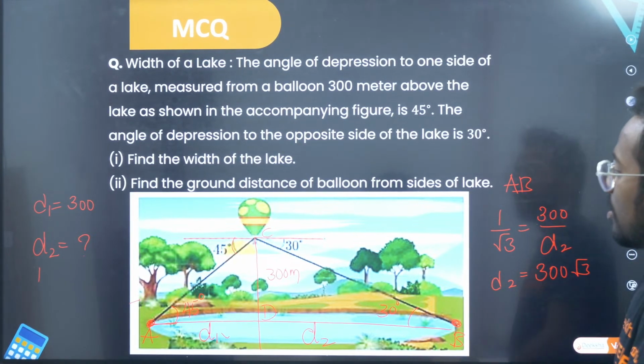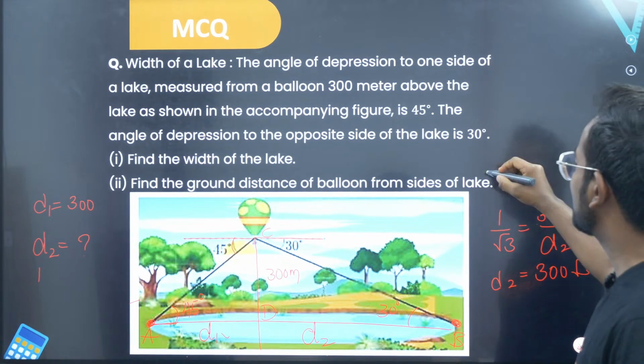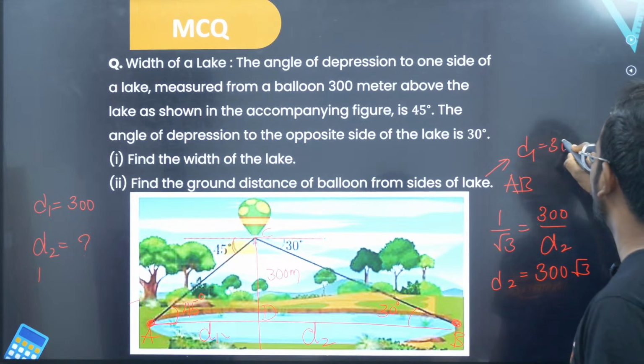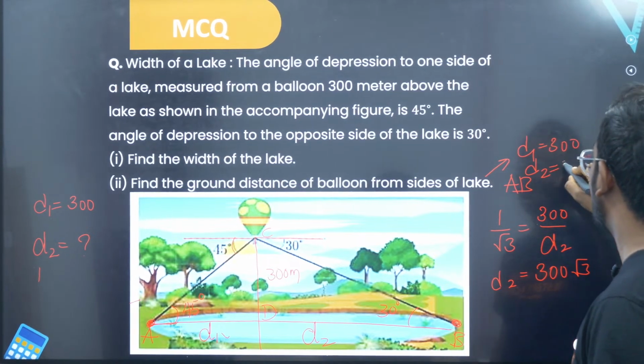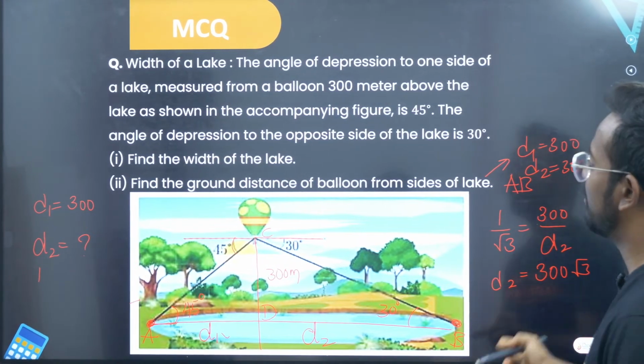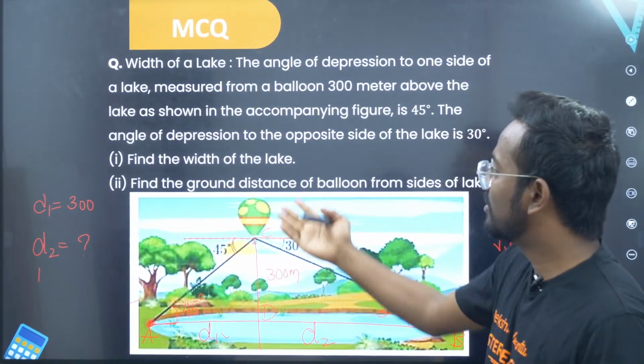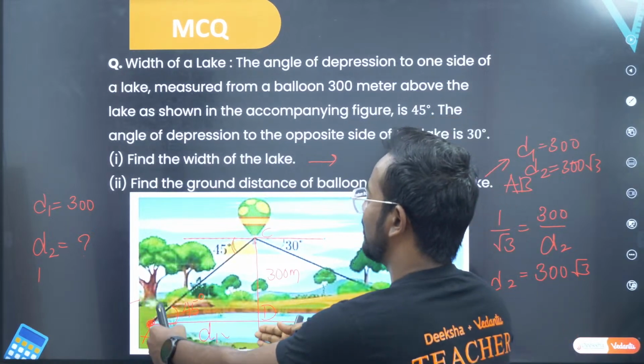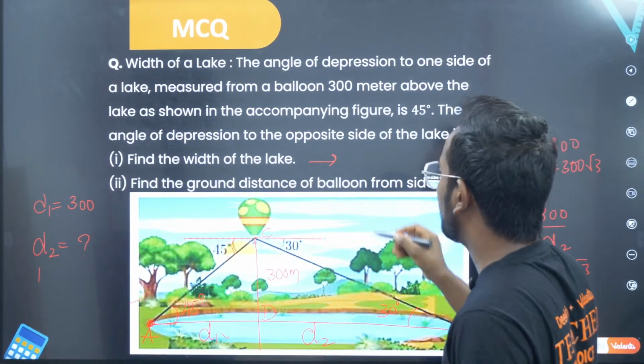Okay, now I've got the answers for the second question, sir: D1 is 300 and D2 is 300 root 3. Simple, sir. We have already answered those options. So now you need to get the width of the lake. What is the width of the lake? Sir, this is D1, this is D2. Add them, you will end up with the final answer.